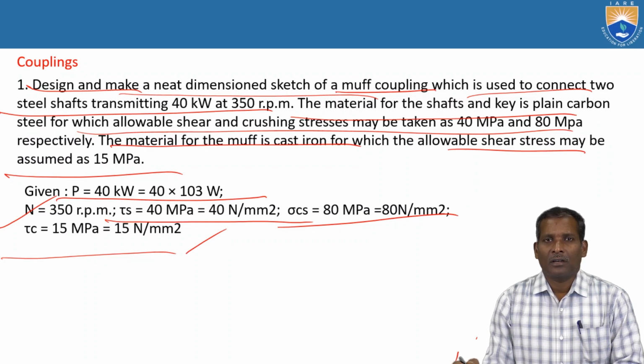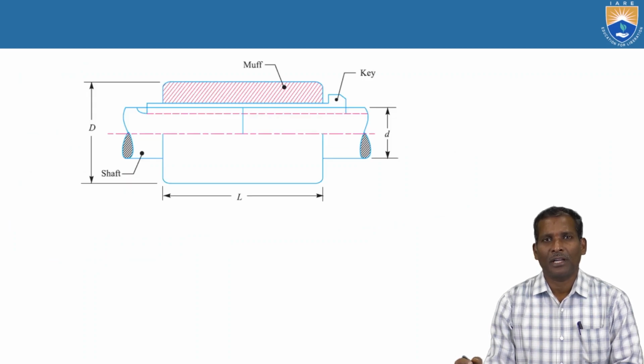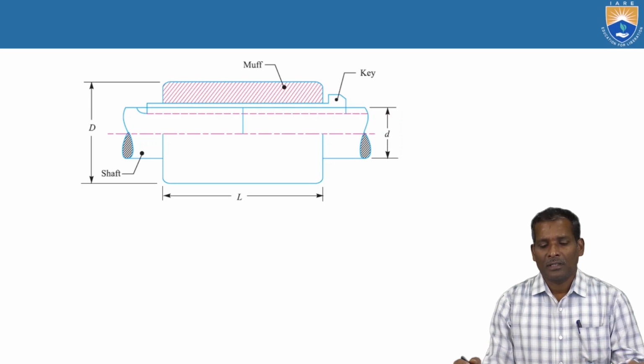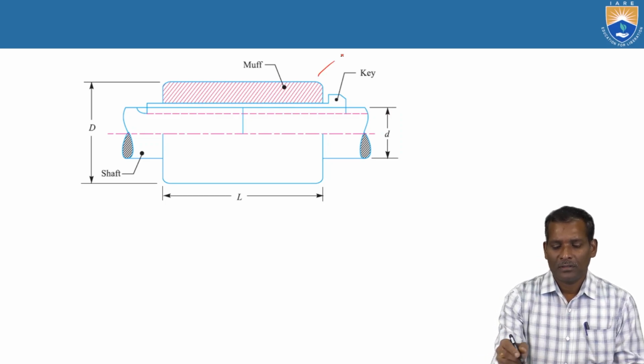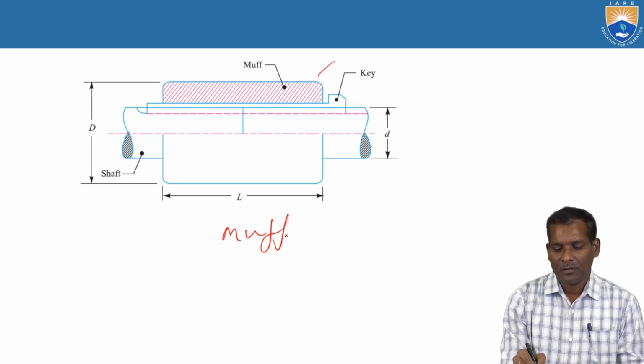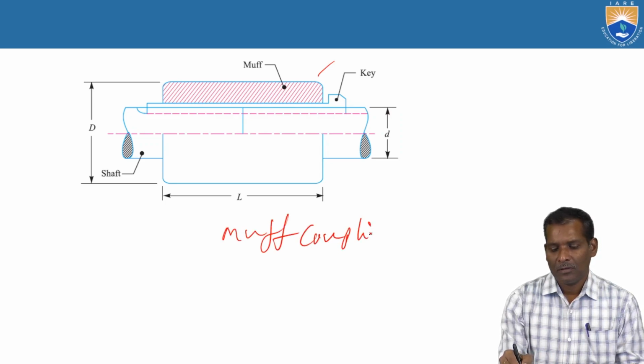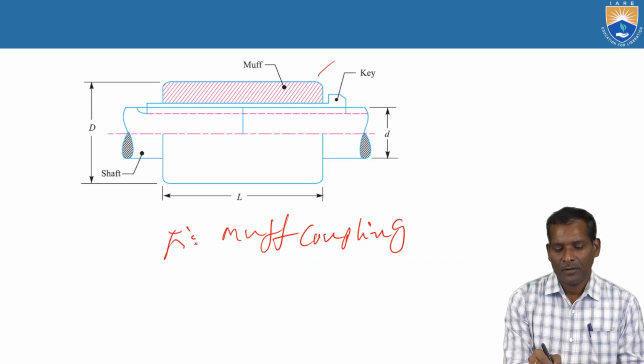For any coupling problem, the design of the shaft is important. The design of the shaft means the diameter of the shaft is very, very important. First we need to determine the diameter of the shaft. All the remaining values depend upon this diameter of the shaft. Here is shown the diagram of the muff coupling.